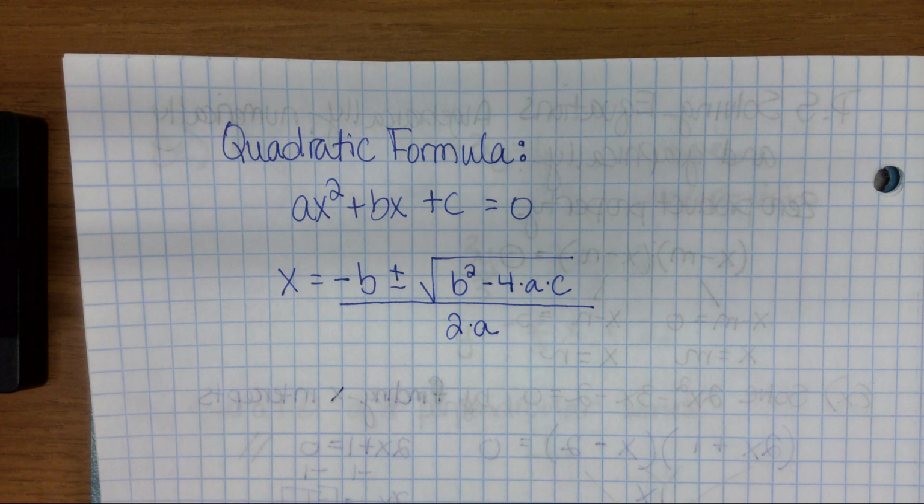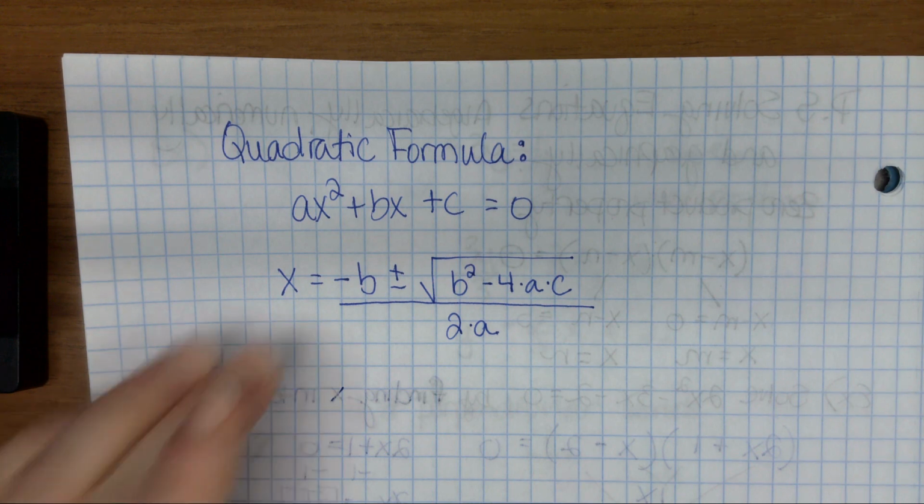I'll sing it, and you can join along if you want. X equals negative b plus or minus square root b squared minus 4ac all over 2a. It's like the Pop Goes the Weasel song. I honestly still sing the song in my head when I remember it. That's how I remember it.